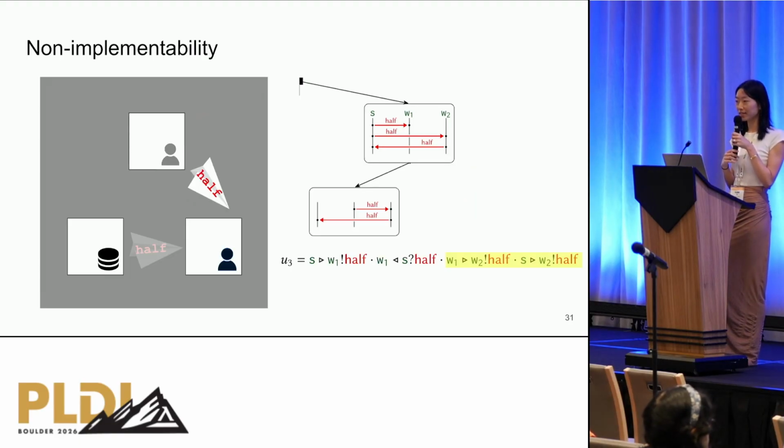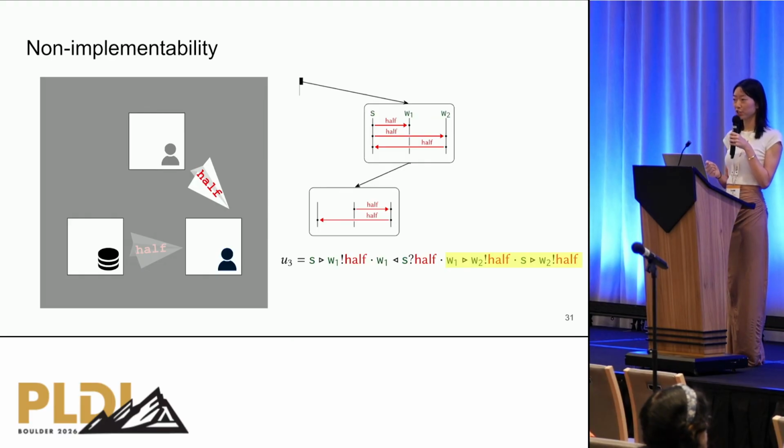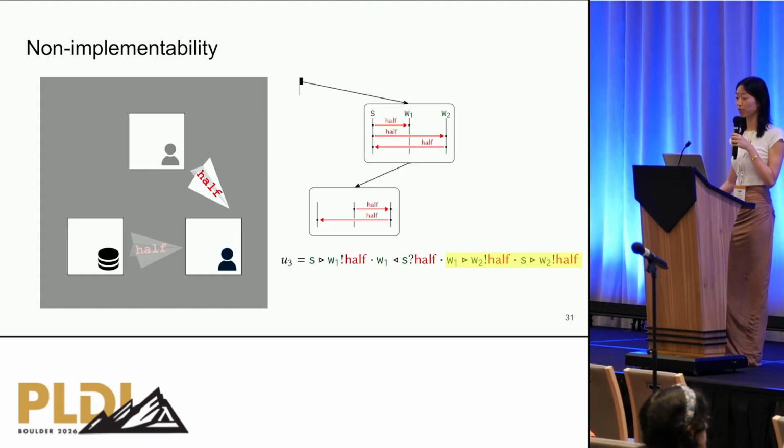To see this, let's take a closer look at just the right branch. In the right branch, we have two messages that are both in flight, two half messages to worker 2. And the network can reorder them, so it schedules the message from worker 1 first, and then the message from server. Now, worker 2 knows that it is supposed to service the server's half first, and then worker 1.